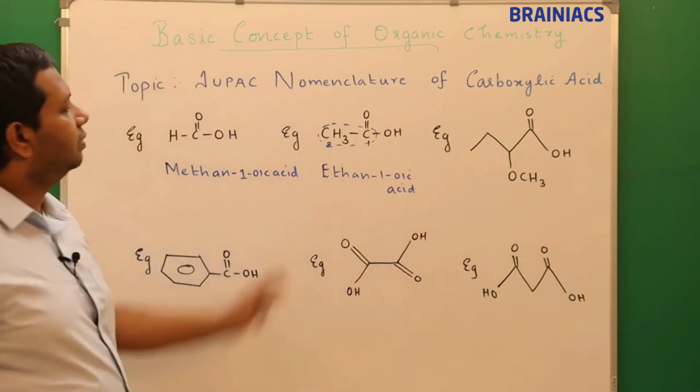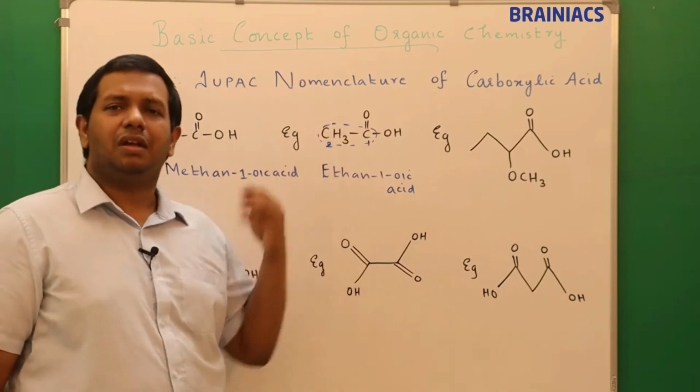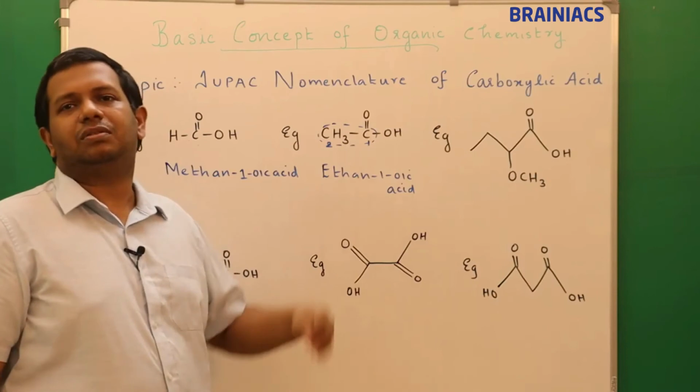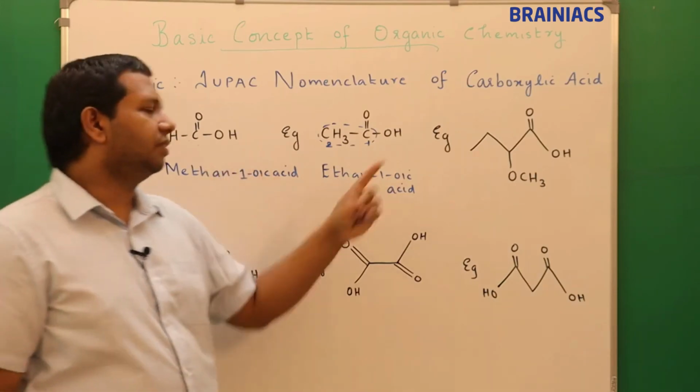So this is also called ethanoic acid. Whenever the locant is 1, you don't need to keep it specifically. You can remove that also, but that is the correct way basically. In exams it depends, so you can even remove that one. You can say methanoic acid and this is ethanoic acid.